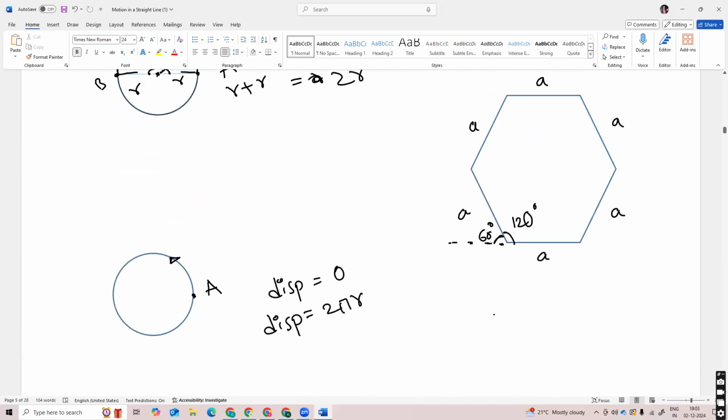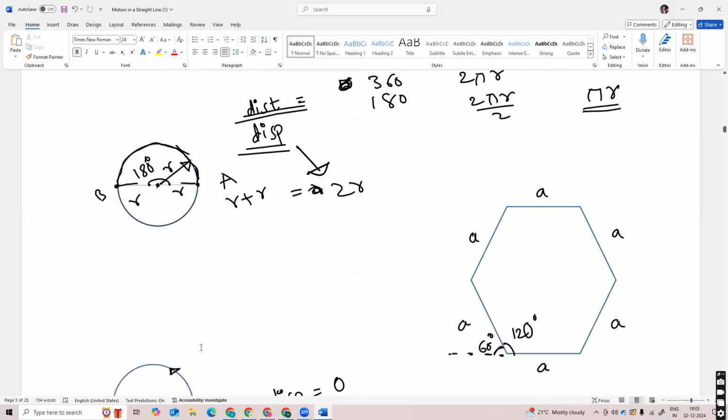Similarly, in the case of the circle, when the person started from the initial position A, traveled across this circle and came back to initial position A, displacement was zero. Sorry, here I made a mistake. The distance was 2 pi r. So in this case also, distance was greater than displacement.